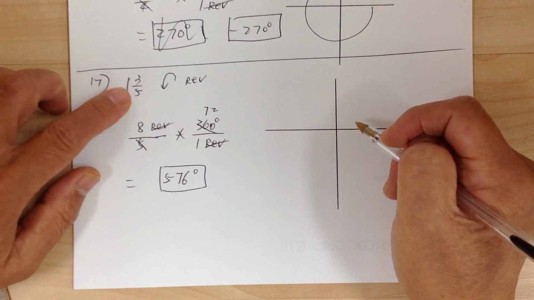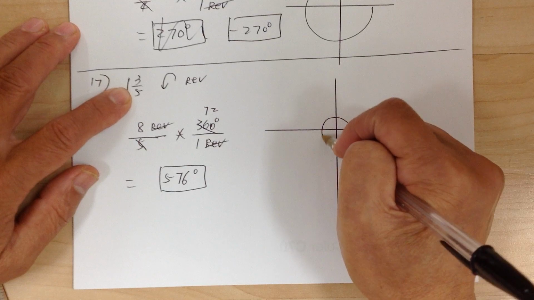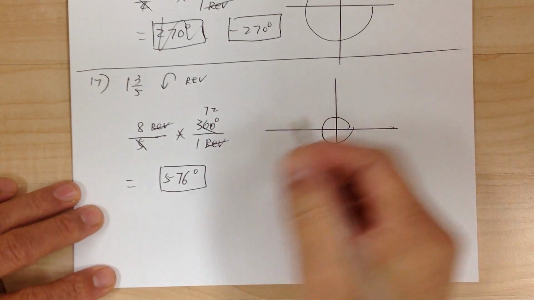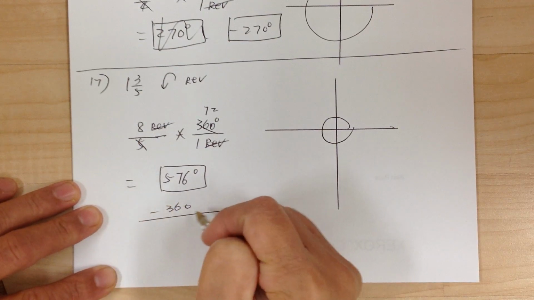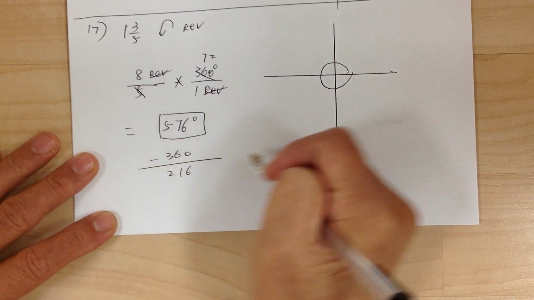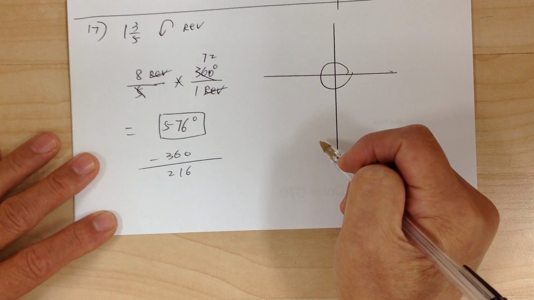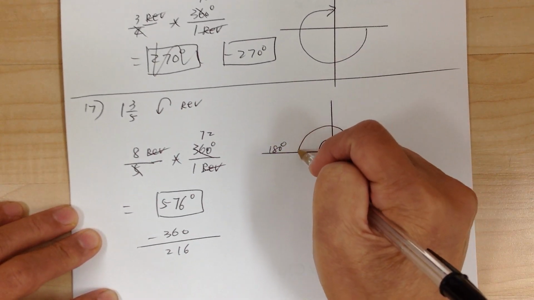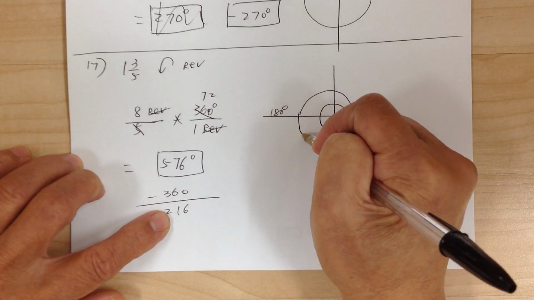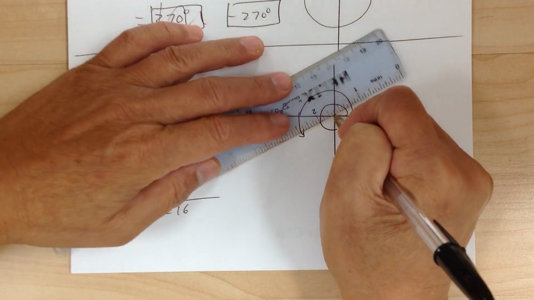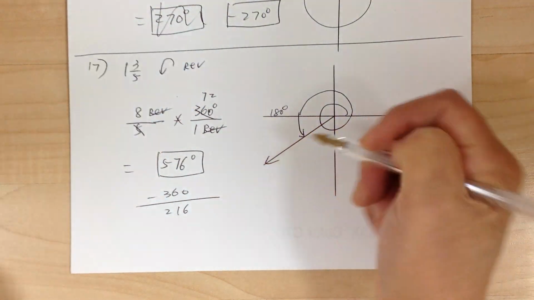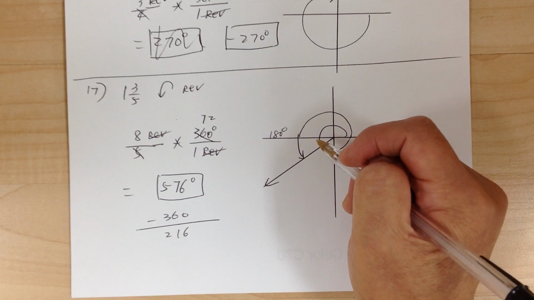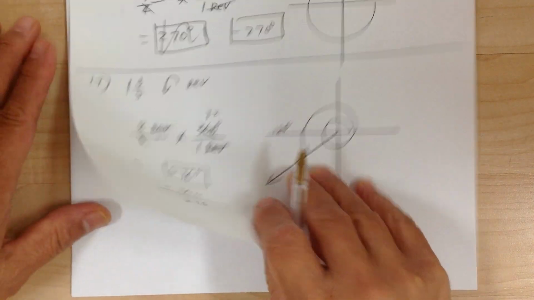Okay, so this is 1 3/5 revolution. So you go 1 revolution and 3/5. And to know how much is 3/5, again, you can minus 360. So you're going to get 216. Okay. So here's 180 degrees over here. So 180 and you 36 more. So right over here. Okay. So again, one number on the clock is equal to 30 degrees.